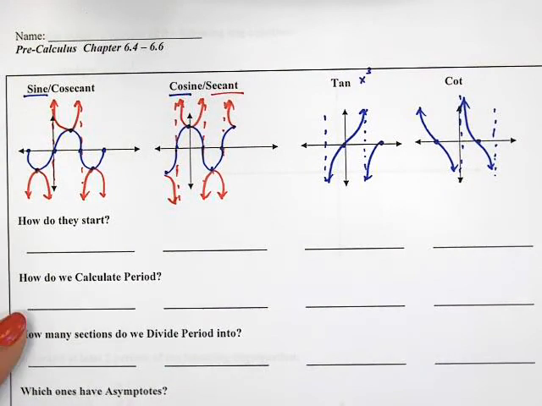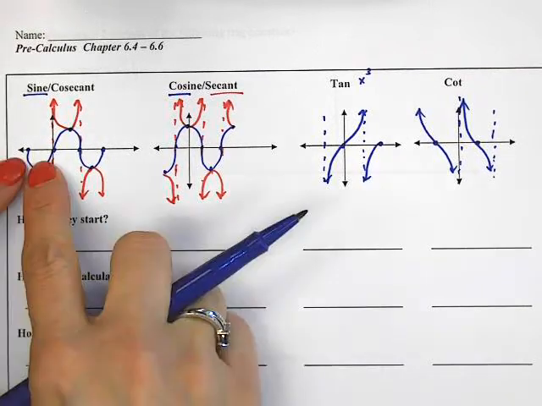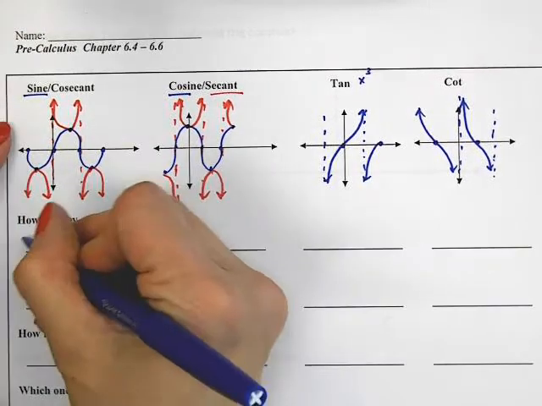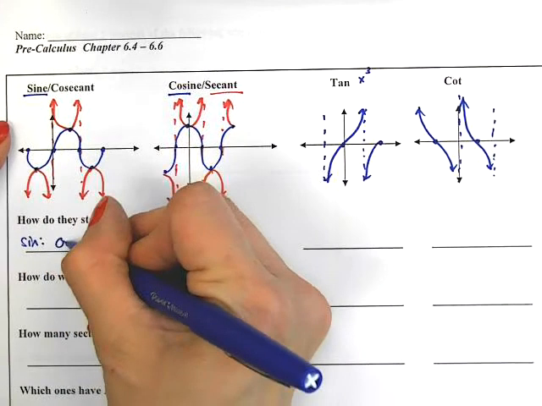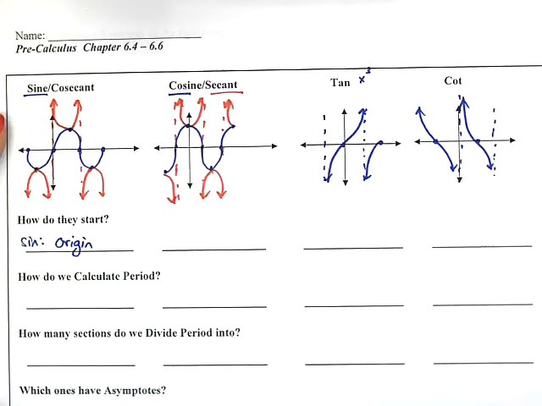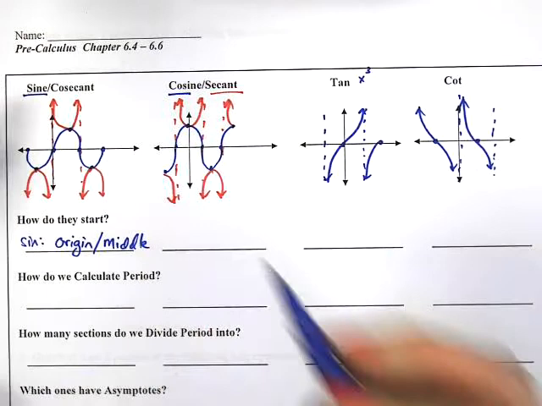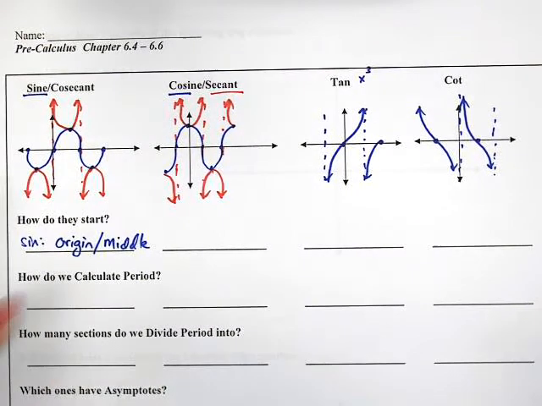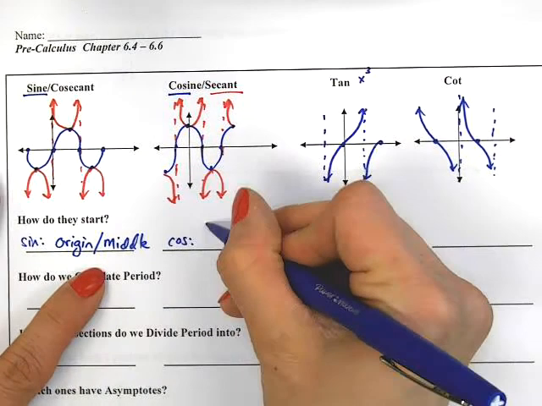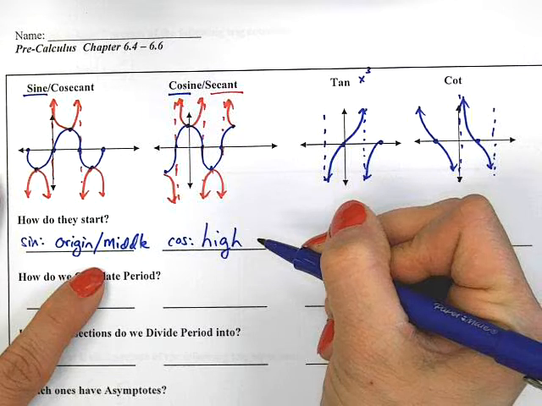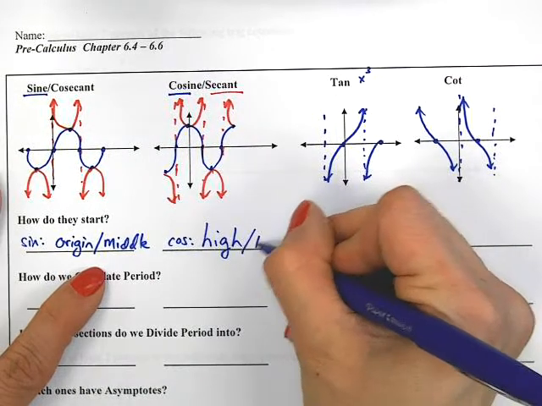How do they start? It's very important that you know how they start. I'm going to stick with my blue marker here and talk about sine. Sine starts on the origin, or you could say a middle, I guess, because it's not always the origin if it gets shifted up, down, or left, right. How does a cosine graph start? It starts at a high, okay, unless it's been reflected, then it might be at a low.